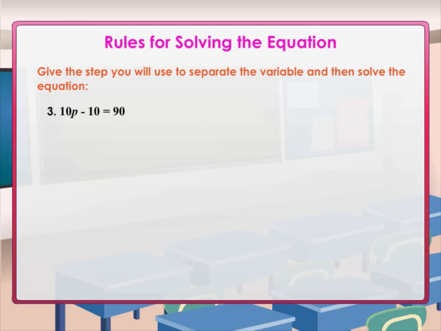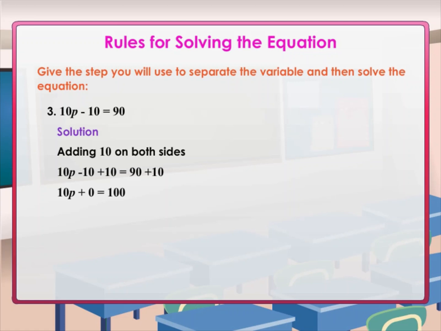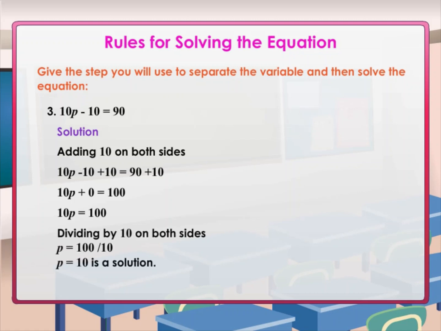The third equation is 10p minus 10 is equal to 90. For separating the variable p, we must add 10 on both sides. We get 10p minus 10 plus 10 is equal to 90 plus 10, which implies 10p plus 0 is equal to 100. This can be written as 10p is equal to 100. Again, for separating the variable p, we have to divide by 10 on both sides. Therefore, p is equal to 10 is the solution.